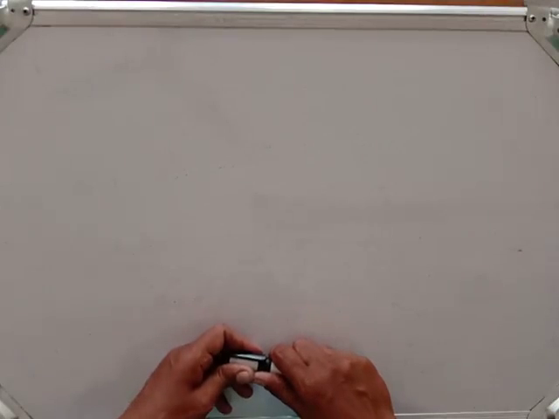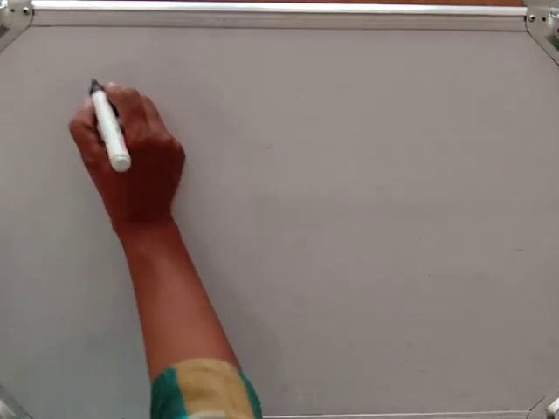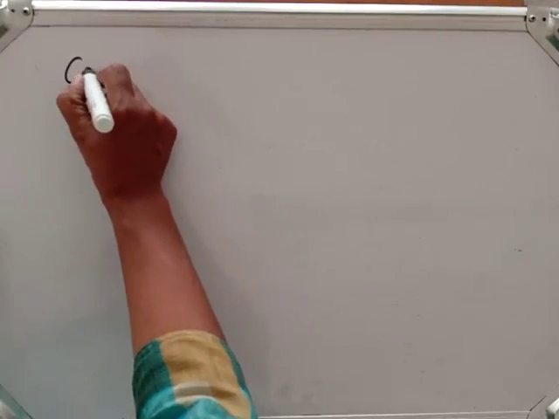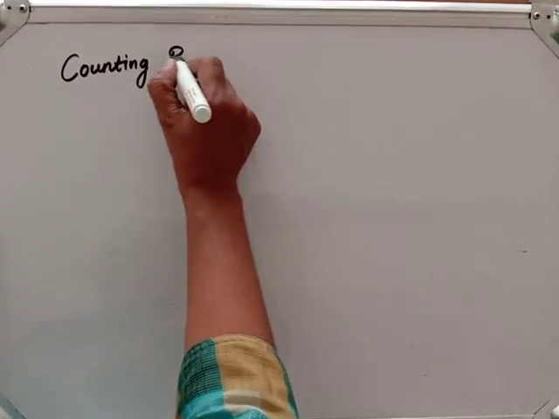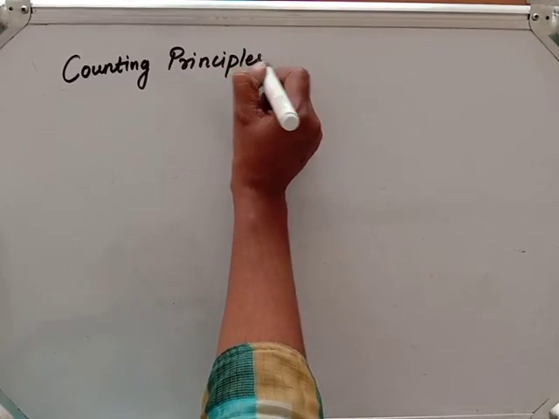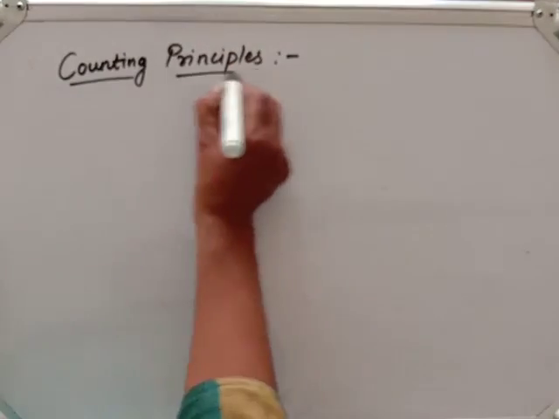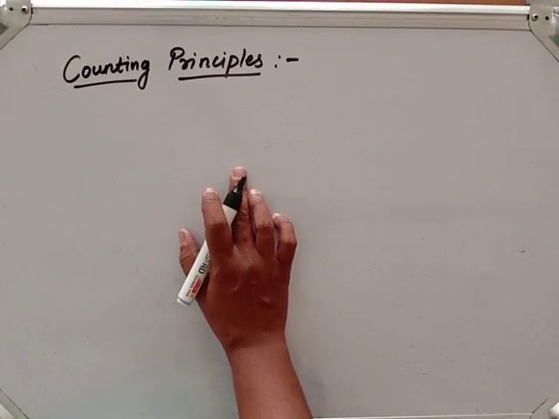Hello students, in this video we will start our chapter 3, counting principles. Chapter 3, counting principles. Let us see that. Now here, counting principle is actually a part of combinatorics.